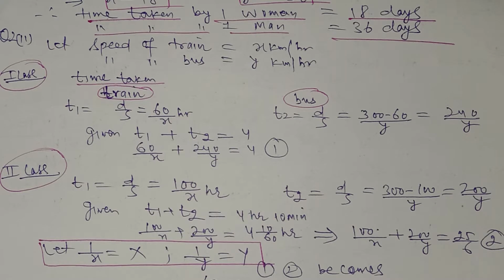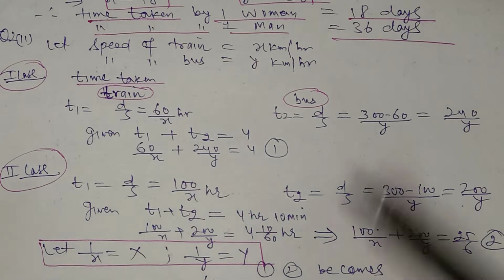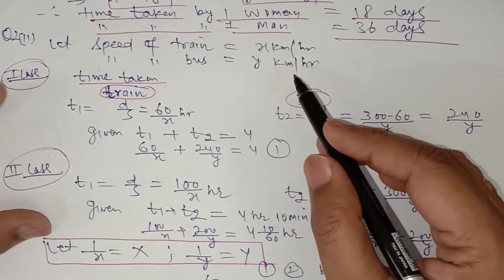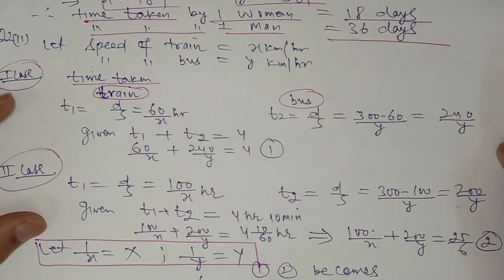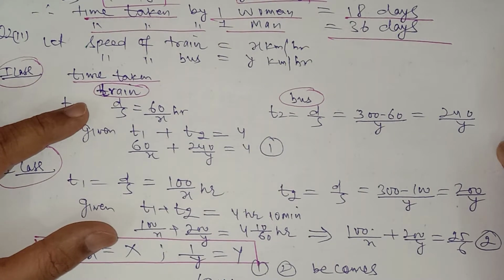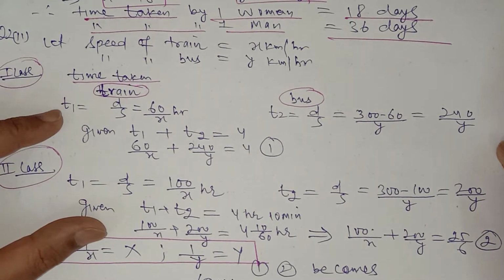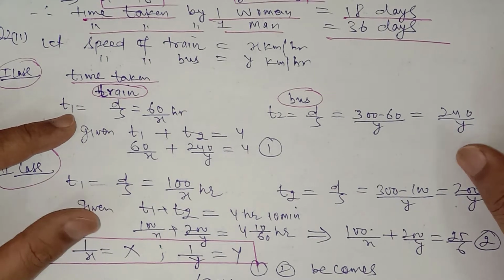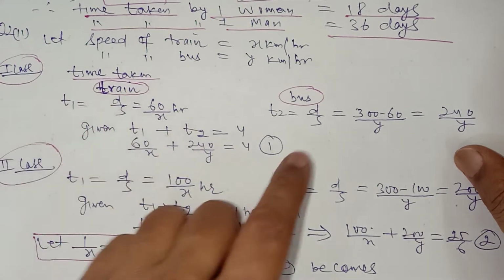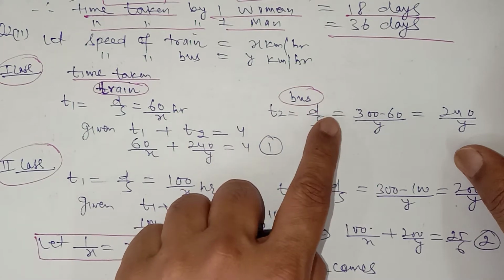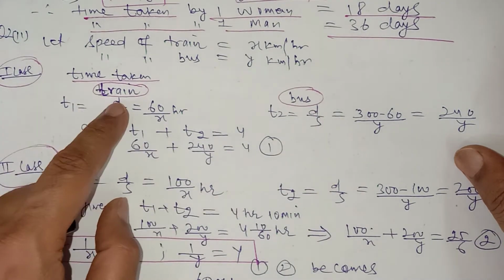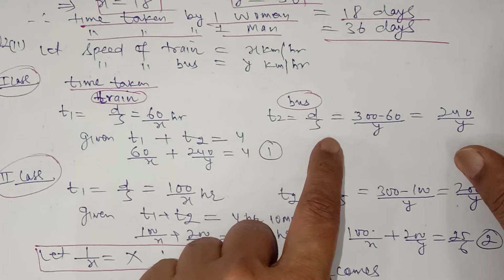So let the speed of the train be x kilometers per hour and the speed of the bus be y kilometers per hour. Now in the first case, let us find out the time taken by the train and the bus, because the total time traveled by both is given as 4 hours. Now we know that time is equal to distance upon speed. Let t1 be the time taken by the train and t2 the time taken by the bus.